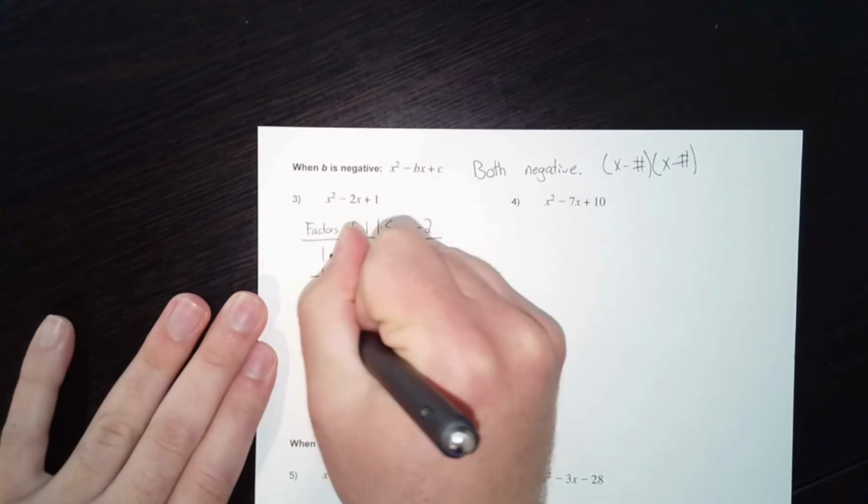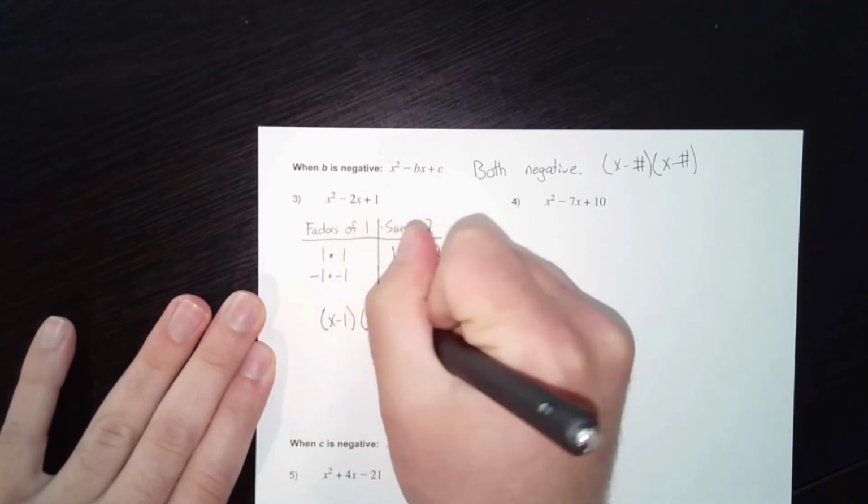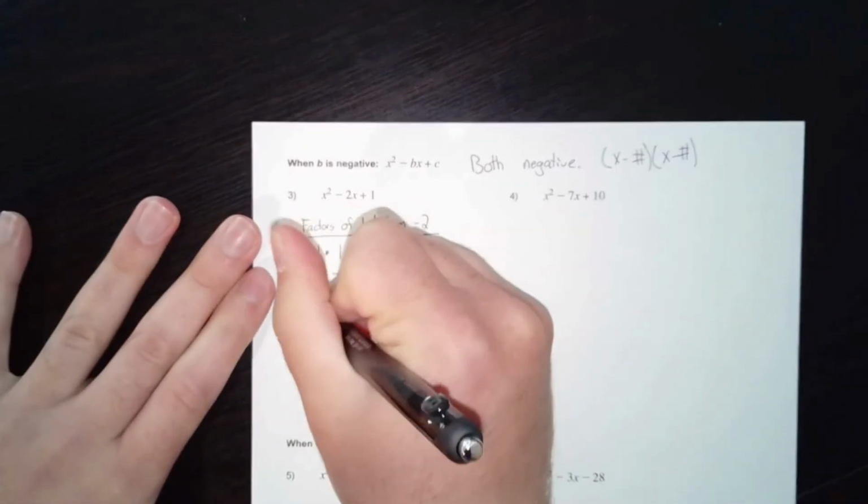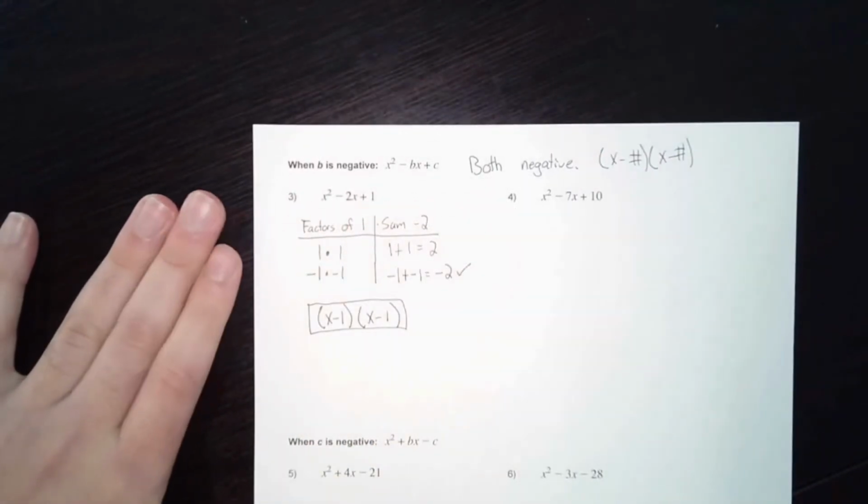So this is going to be an x minus 1 and an x minus 1. Okay, and it is possible to have two that do match like that. That is a possibility. So there's my answer.